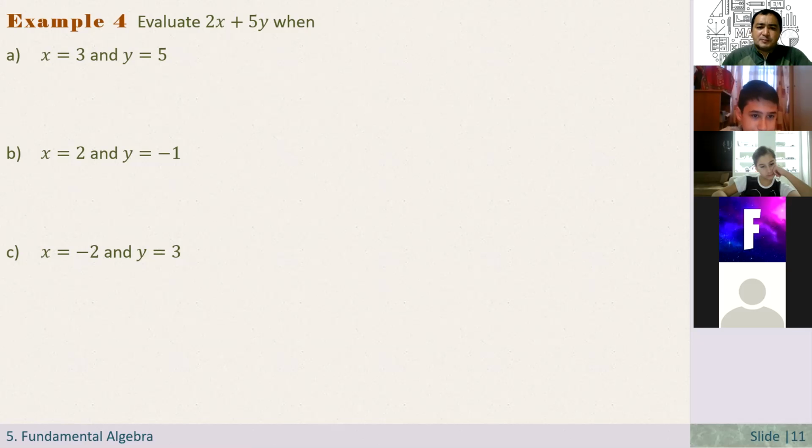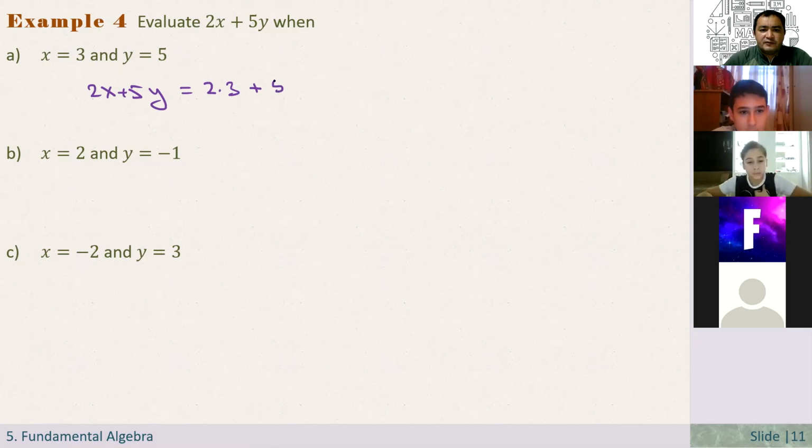So evaluate 2x plus 5y when x equals 3 and y equals 5. Guys, these are very simple questions, but we have to do some warm-up, okay? So we should go a bit fast. Taria, let's continue with you. What is 2x plus 5y? Just substitute and tell me the answer. 2 times 3 plus 5 times 5, right? What is the answer? So 6 plus 25 is 31. Okay, Rahim, your turn.